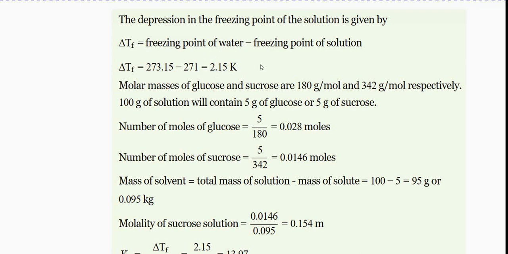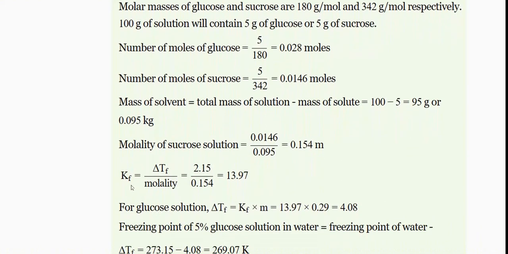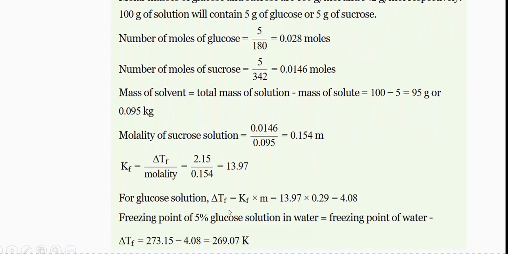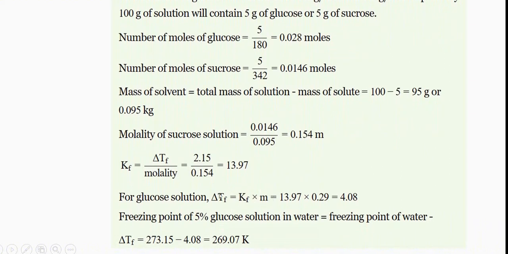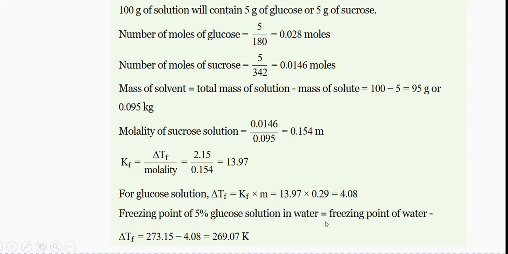We have to get the freezing point of glucose solution. So for that, we have to use a formula to calculate the Kf value. That is del Tf is equal to Kf into m. This is the final formula we have to use. By getting the difference in freezing point, we can subtract it from the freezing point of pure water, so that we can get the freezing point of 5% glucose. Del Tf is equal to Kf into m. Kf is the molar depression constant, m is the molality. So we have to obtain these two things: the molar depression constant and the molality.